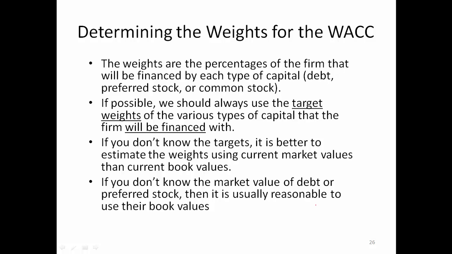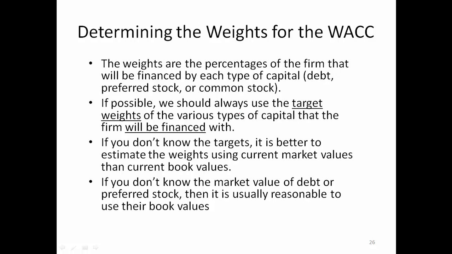Remember the RD, RPS, and RS. And then what are left are the W's, WD, WPS, and WS. And they are the weights. So the weights are the percentage of the firm that will be financed by each type of capital. For example, the debt, the preferred stock, or common stock.